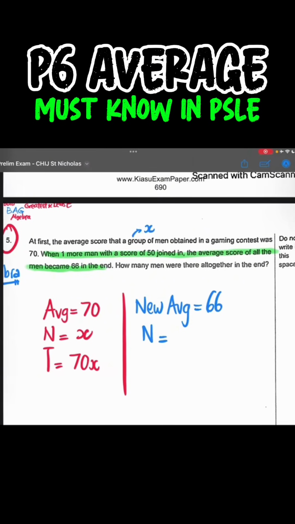What's my number of students? One more man joined, so x plus 1, very good. What's the total? How do I find the new total? It's going to be 66 bracket x plus 1. What do I mean by bracket? Bracket basically means you are essentially multiplying. Do you understand what I'm trying to say? Which means this gets me to 66x plus 66.